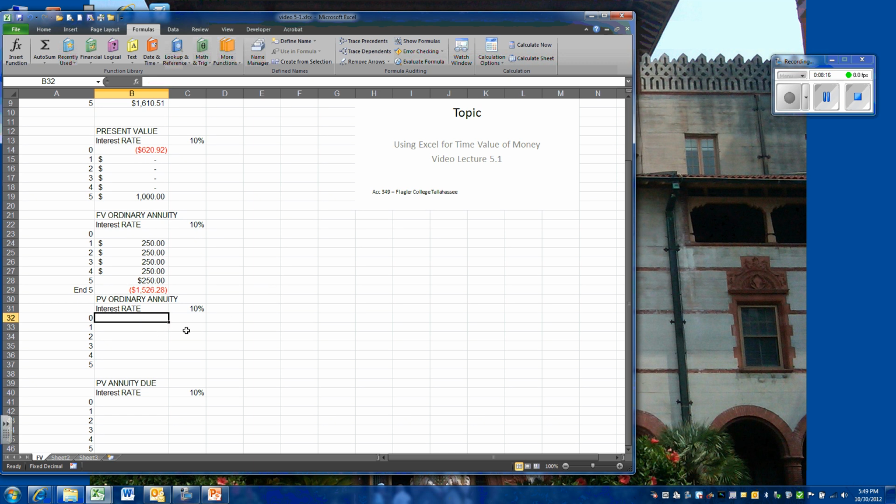Let's look at the present value of an ordinary annuity. Here, the question is at time 0, today, what is an annuity going to be worth? And let's use the same amount. Instead of receiving, we'll say we're paying. So we'll have an outflow of $250 each period. And then the outflow shows by using the negative number.